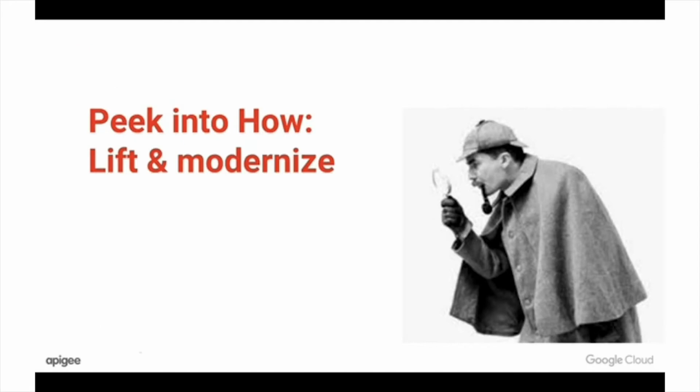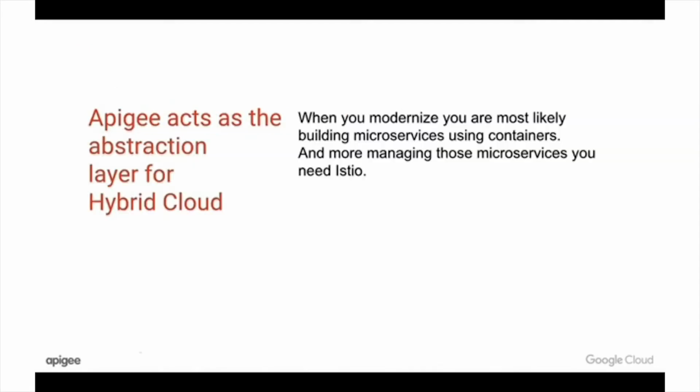Let's now dive a little deeper into how Apigee can actually help you to lift and modernize. So we touched upon this earlier, that Apigee acts as the abstraction layer for hybrid cloud, right? And we talked about that as you are going to hybrid cloud, you are probably using containers and microservices, and you need to manage those microservices using Istio, while you have other parts of your infrastructure which are still running VMs, or you might be doing Kubernetes and containers even on-prem. So Apigee acts as the glue which creates that uniform facade in front of your microservices and your VMs running on-prem or in cloud, so that you can move around those services and applications behind that facade without your clients ever needing to know where and how these services are moving.